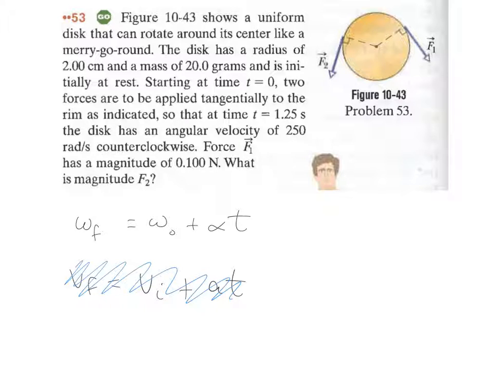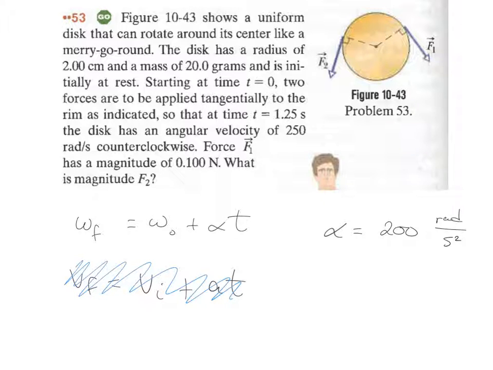I don't have these numbers written down. I did it all with variables. What would you get for alpha in this case? What does it come out to be? 25 over 1.25? It's going to be 200, I'm guessing? And this is going to be radians per second squared. Is that correct?